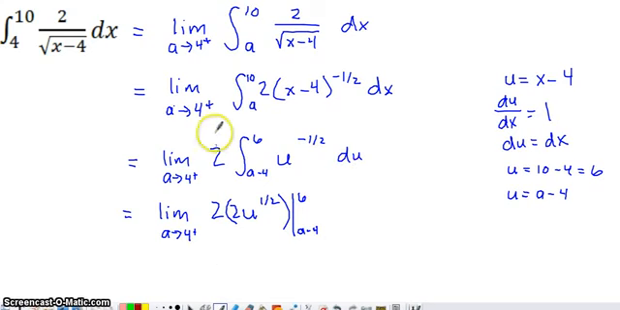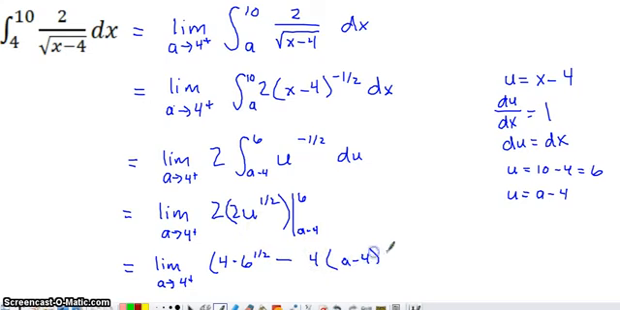So the last thing I'm going to do here, I'm just going to multiply this 2 by this 2. Be a little easier. Save a little bit of space here if I do that. So 2 times 2 would obviously give me 4. So I'm going to have 4. And then in place of this u, I'm going to put 6. So I'm going to have 4 times 6 to the 1/2 power minus 4 times, I'm putting a minus 4 in place of u, so a minus 4 to the 1/2 power.